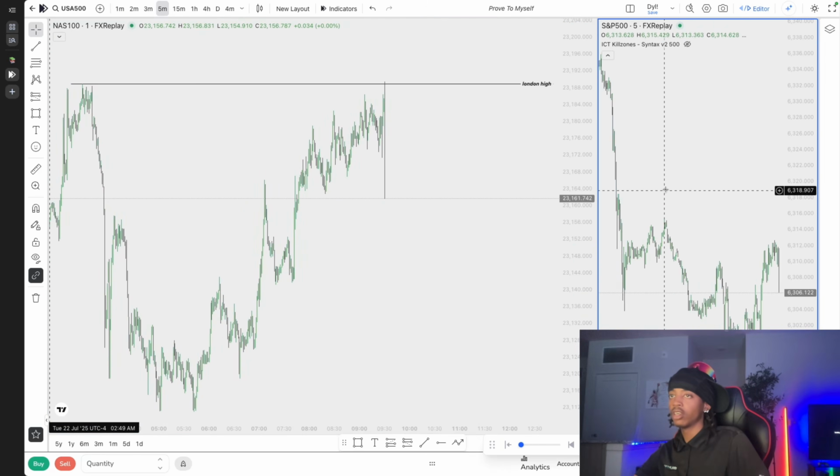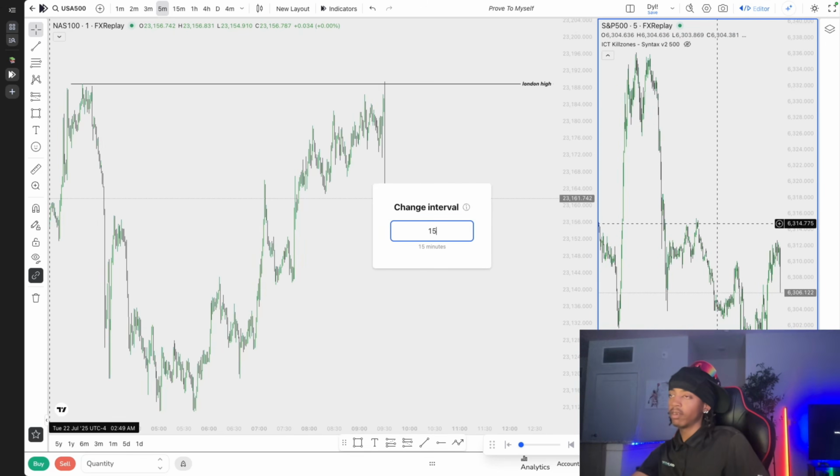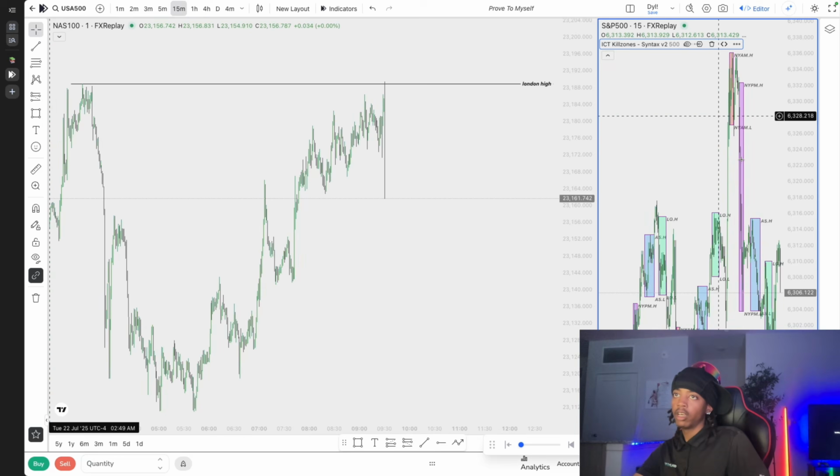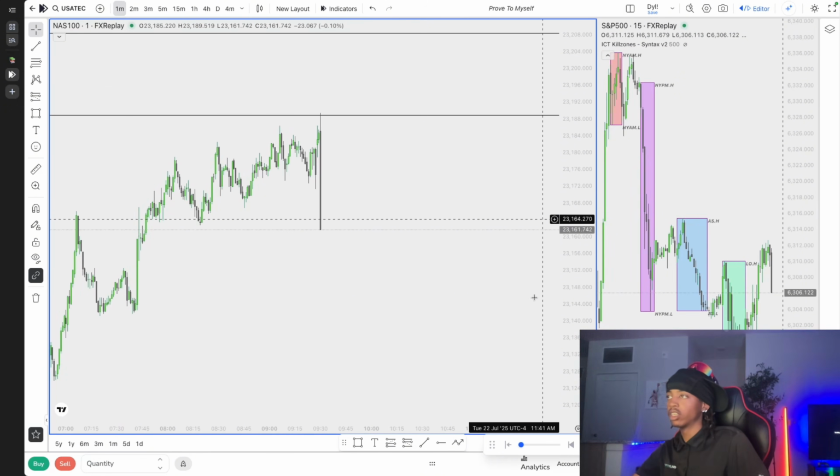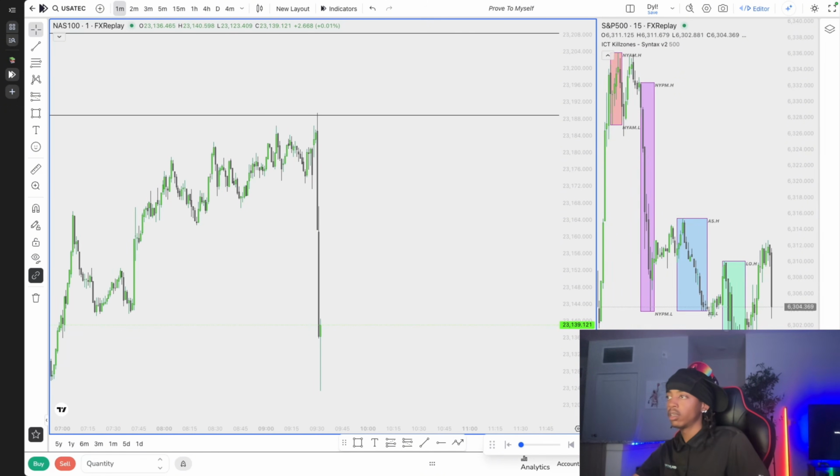So it took out London highs. We should have SMT'd that, if I'm not mistaken. I don't know if, okay, London highs is already taken out over there. Okay, so Asia highs is still above us. We'll see if we get a play here. Looks like we're gonna dump.